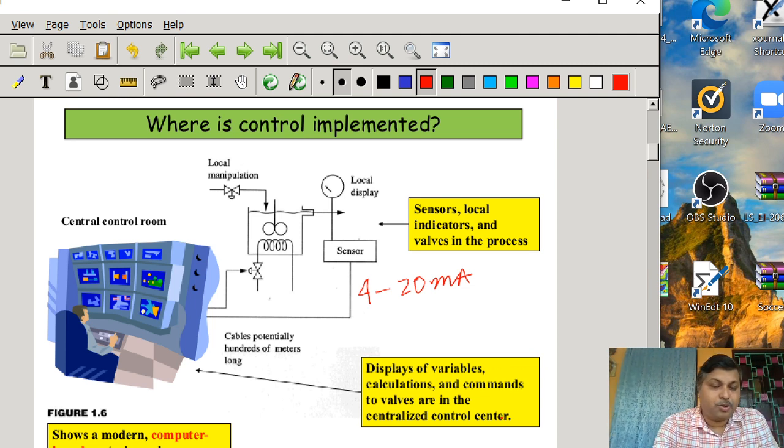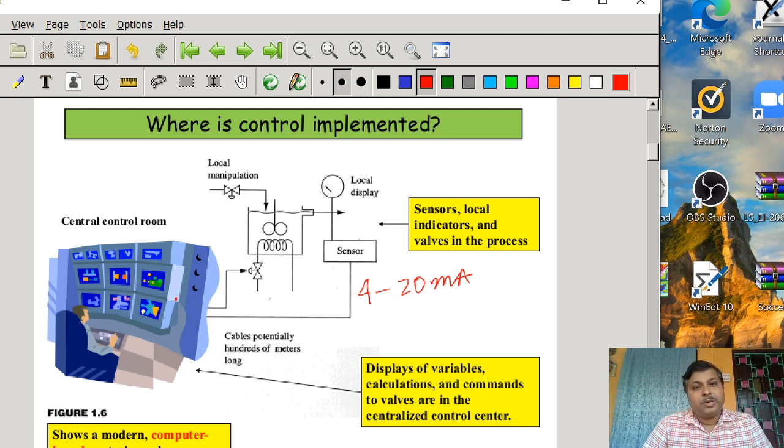In the modern control room, the displays of variables, calculation, and commands to valves are in a centralized control center. Whatever control action is generated by the controller in the central control room goes to the final control element at the field. Previously it was a simple control panel where analog meters or strip charts were there, but now it has been replaced by a modern computer based control panel, meaning the human machine interface has been improved.